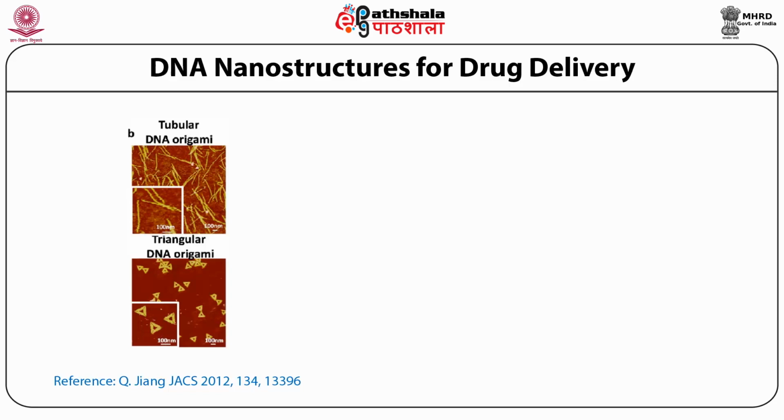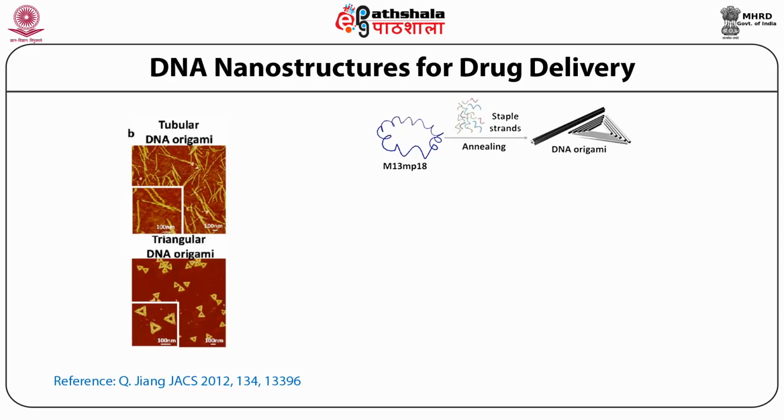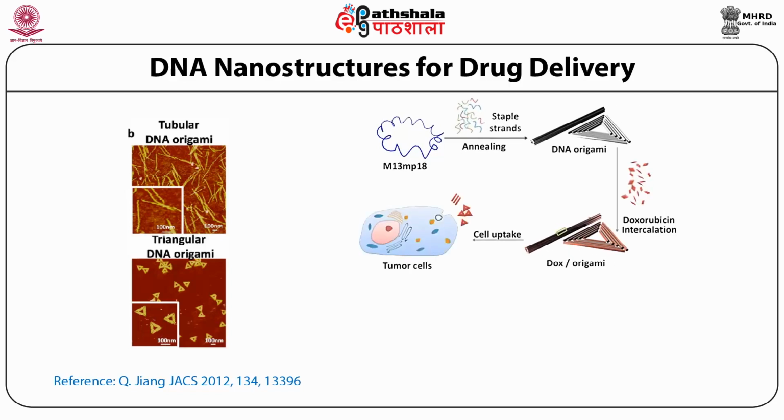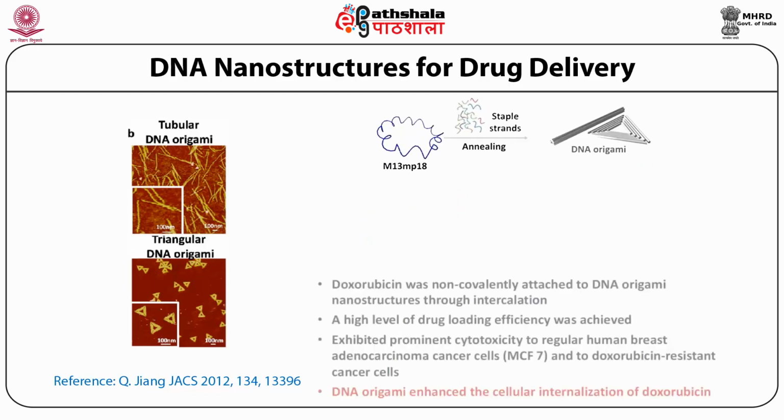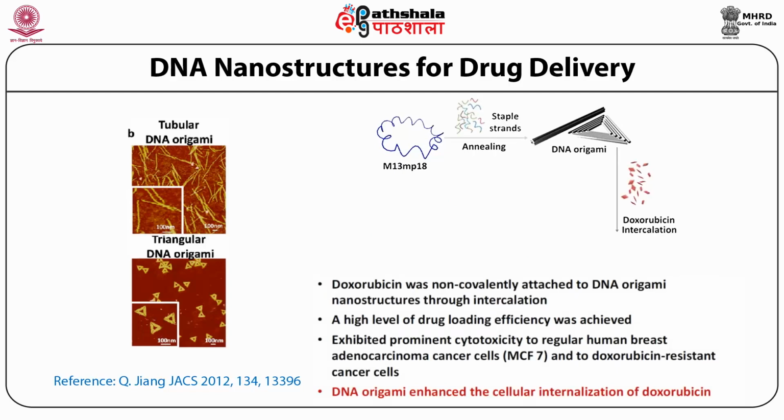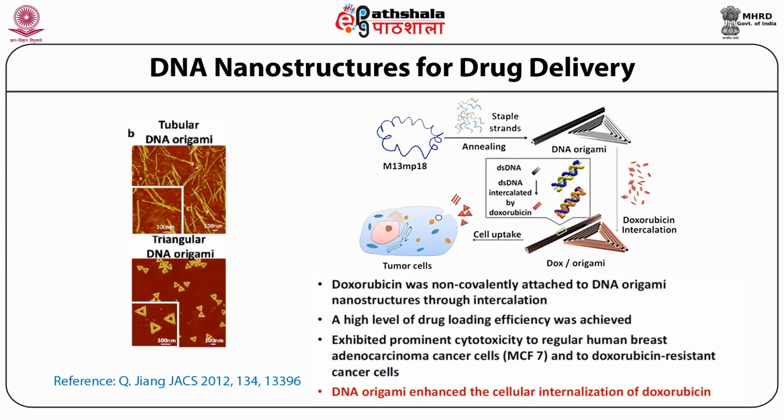So here this M13MP18 is a long DNA strand, and with the use of annealing with staple strands, it can form two different types of DNA origami structure. It can form either a tubular structure, or a two-dimensional triangular structure. Now, these DNA origami structures can be loaded with doxorubicin. Doxorubicin can intercalate with the DNA bases, and it can be taken up by these structures.